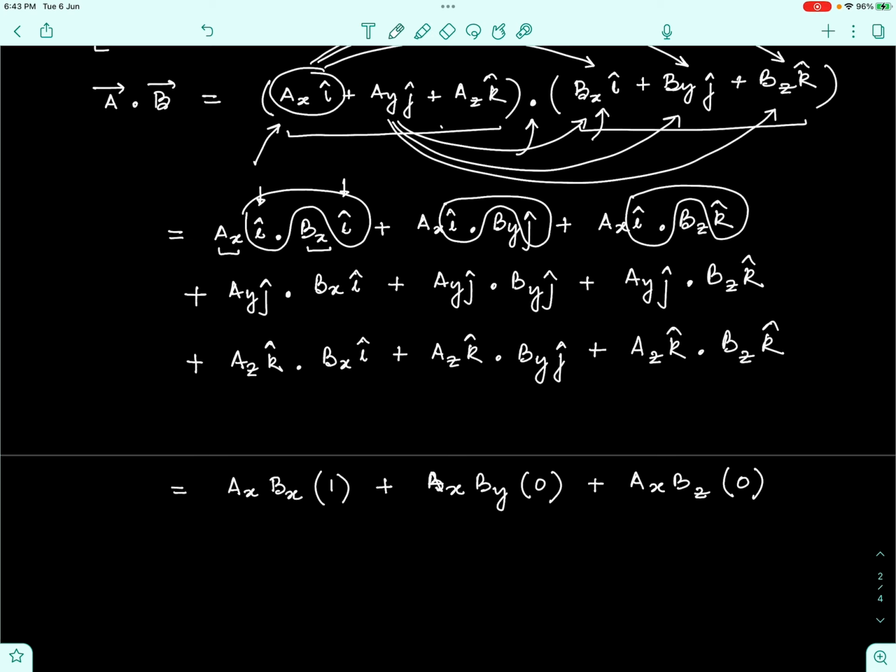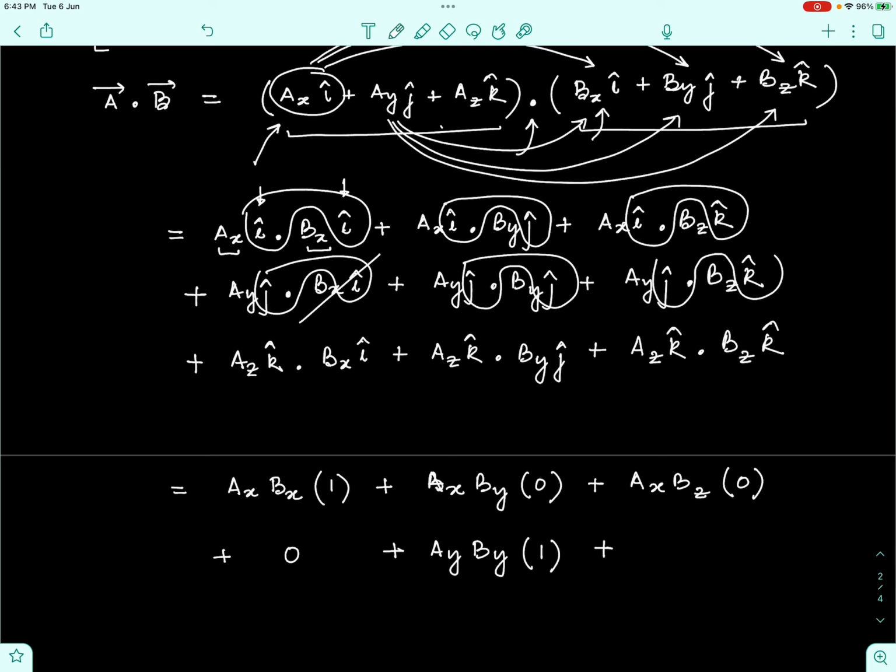And likewise you can see carefully that the fourth term j cap dot i cap will also be 0 because these two are also perpendicular. j cap dot j cap is 1. So here we will have some value. So the next term is coming out to be 0, plus the next term to that will be ay by into 1, plus see that the term next to that j cap dot k cap will again be 0 because j cap and k cap are perpendicular to each other. So this term will also go to 0.